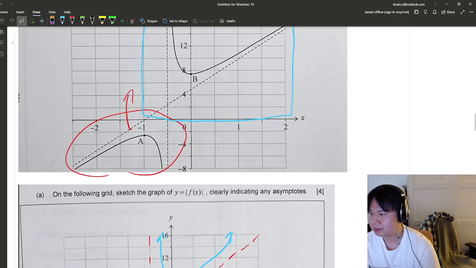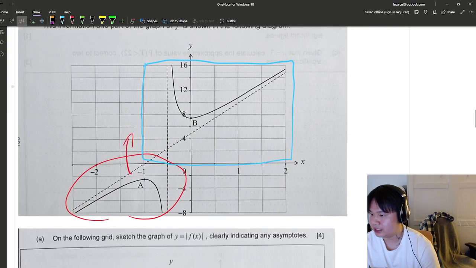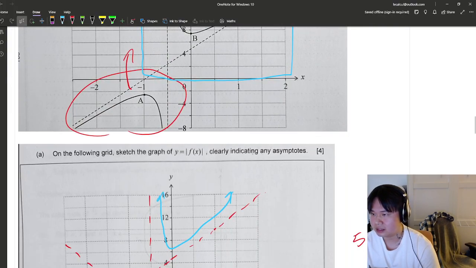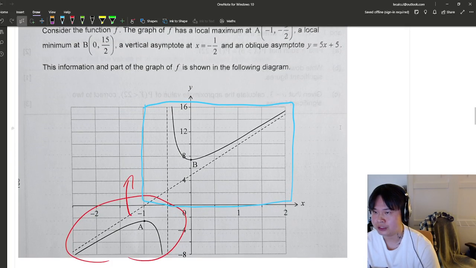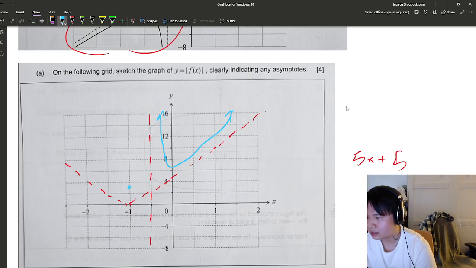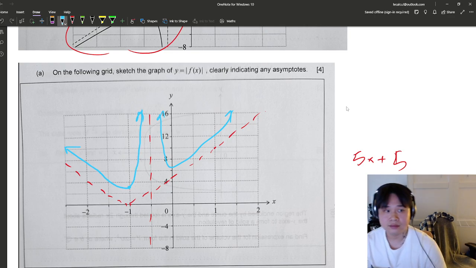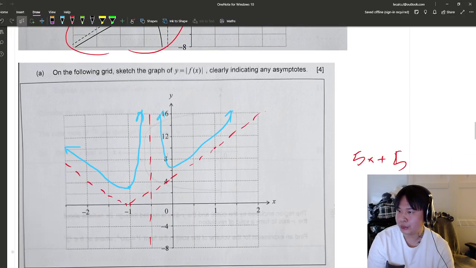Okay, and then this part here gets reflected upwards, and let's see how accurate they want it. Sketch it. Okay, point A is at -5/2, so 2.5. So 2.5. Like here? Sure. Good enough. There you go.